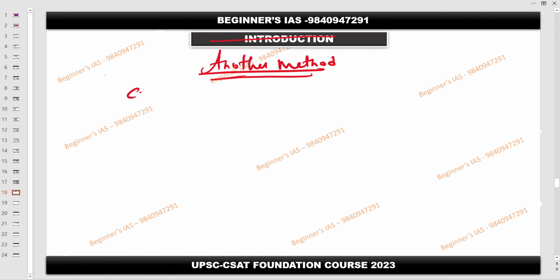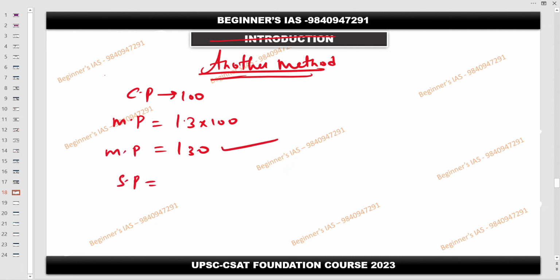You don't know CP, so take that CP as 100 rupees. Then what would be the MP? MP is nothing but 1.3 into 100. So the MP will become 130 rupees. SP is nothing but what? 90% of MP. 90% means 0.9 into 130. What would be 0.9 into 130? It is nothing but 117.